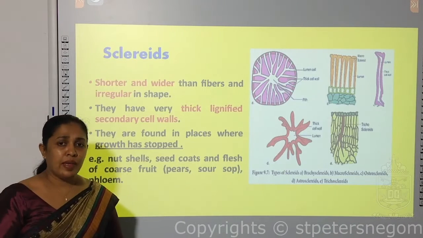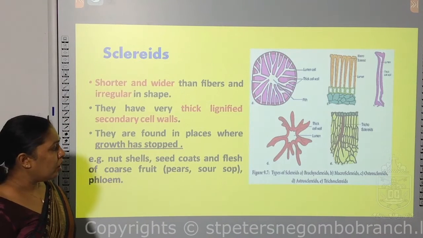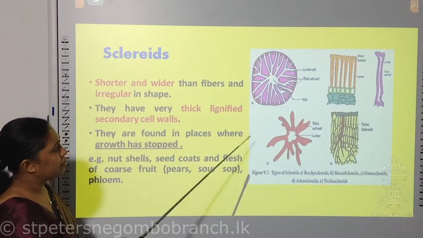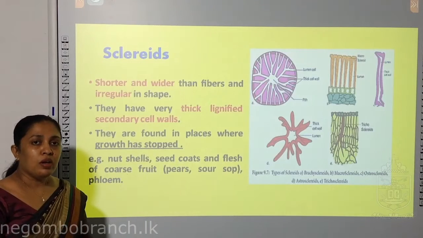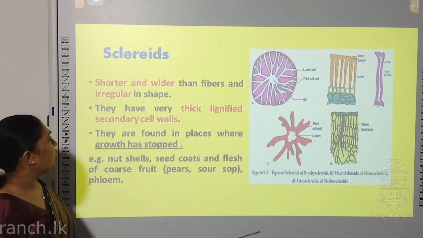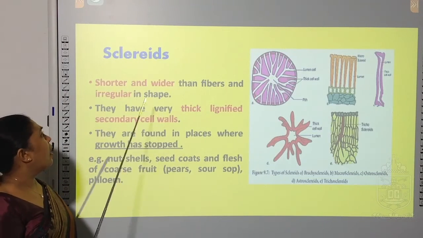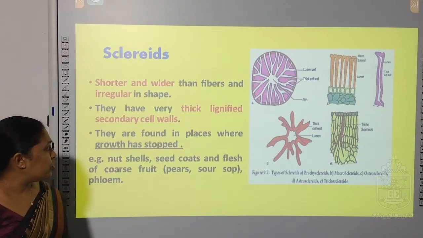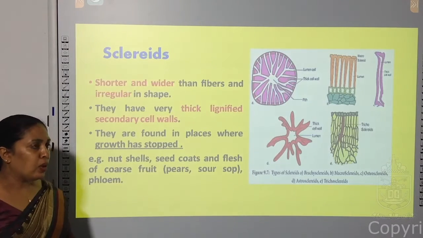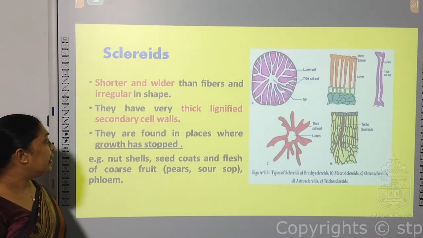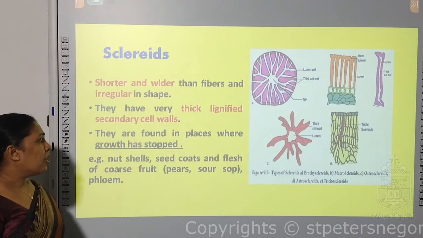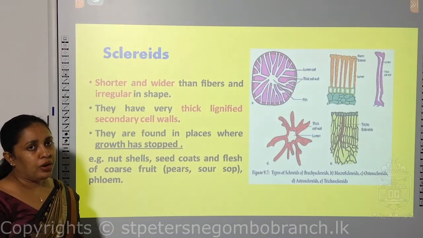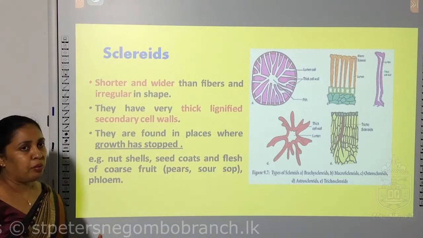The sclereids also have many types, many shapes. The most common shapes are the globular shape and star shapes. There are many more shapes, but these two are most common. These cells are shorter and wider than fibers, and have an irregular shape. They also have thick lignified secondary cell walls, and they are found where the growth has stopped, not in dividing parts of the plant body.